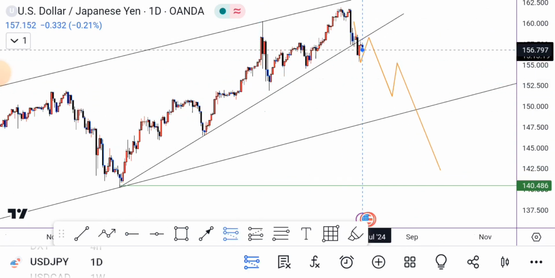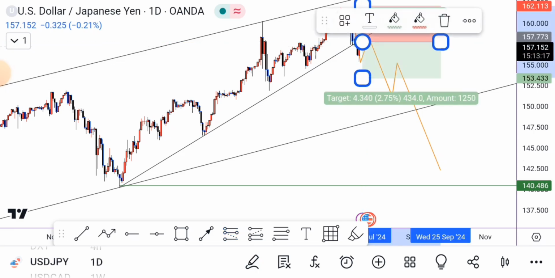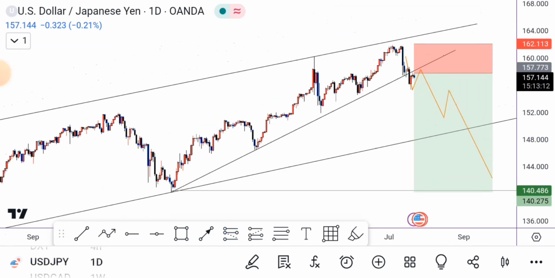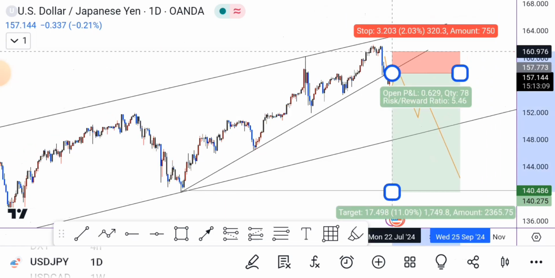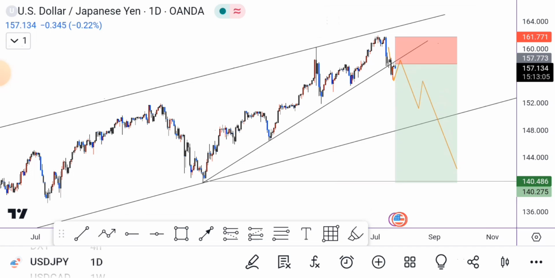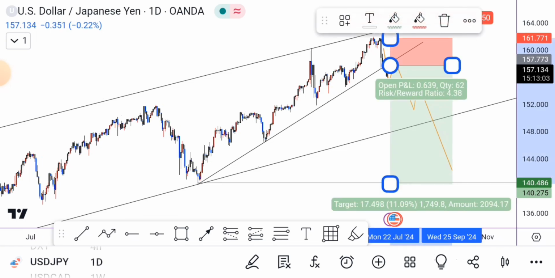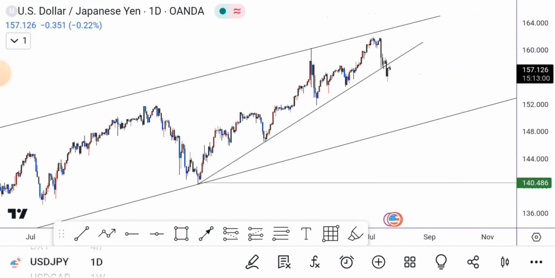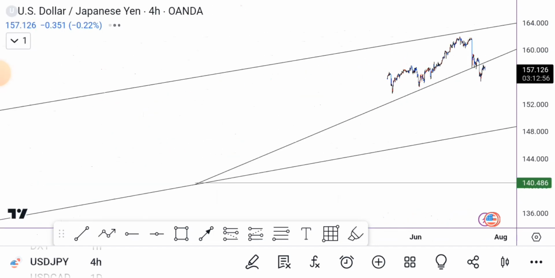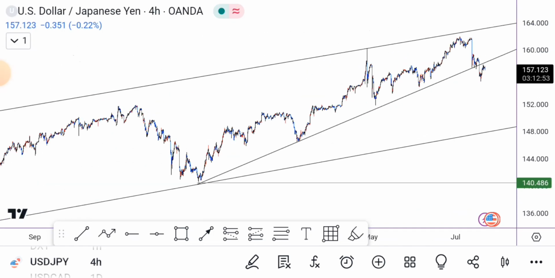So on the daily time frame, you guys can take sells and target the low. Put your stop loss above this high, and you can target the low. That's on the daily time frame. Now let's go on the 4-hour time frame. Now on the 4-hour time frame, we know our direction is bearish.